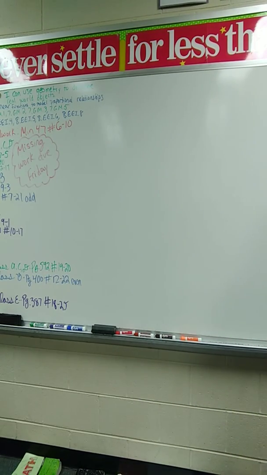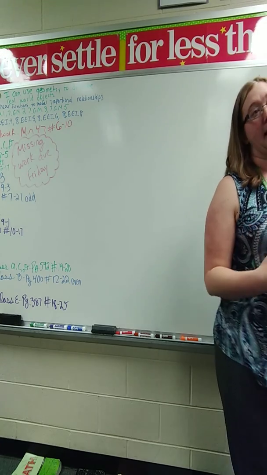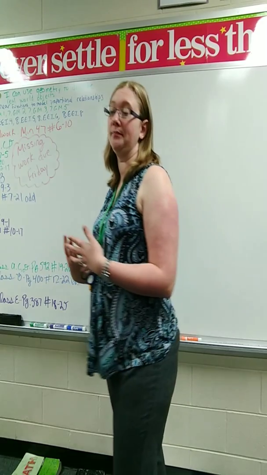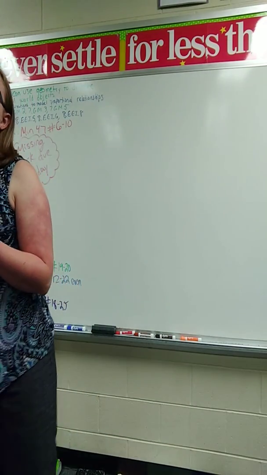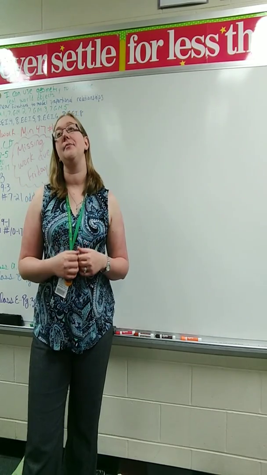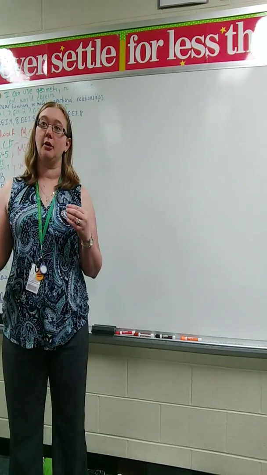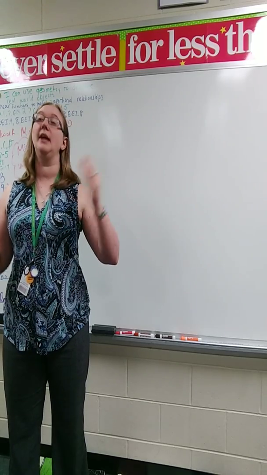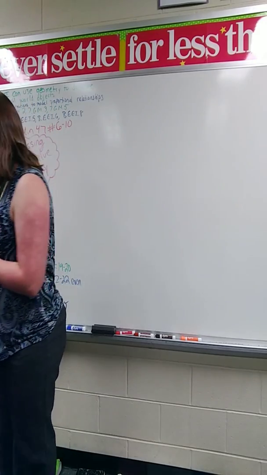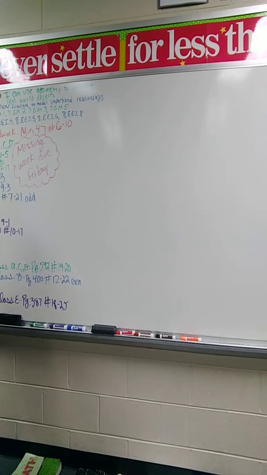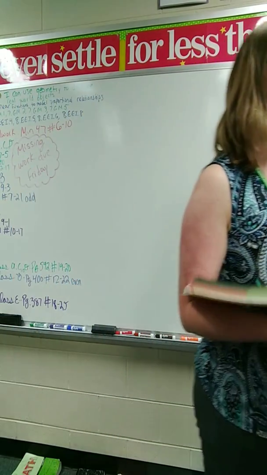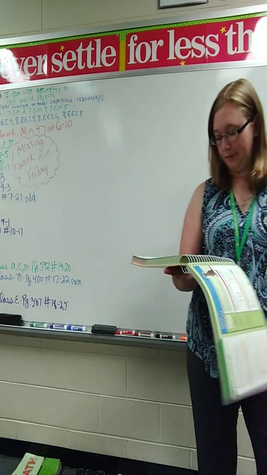Our function does not have to produce a line when it's graphed. And most functions don't produce a line when they're graphed. We have a special word for those, and that's called a linear function. But as long as each x value on a graph has only one y value, it's a function. Sound fair? Okay. So, we've looked at what this might look like if we had a set of ordered pairs. We looked at what this looks like in a table.